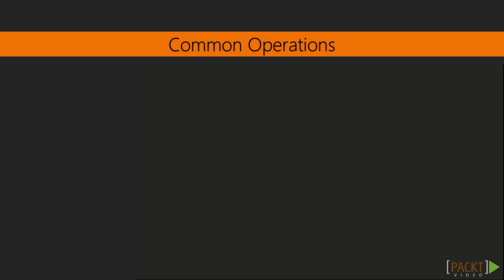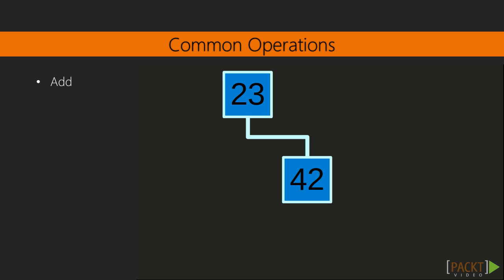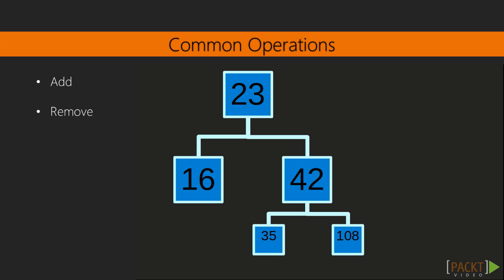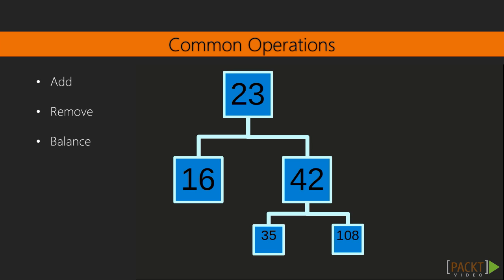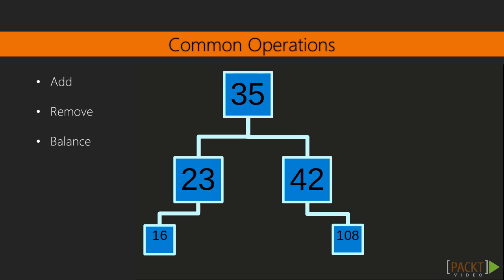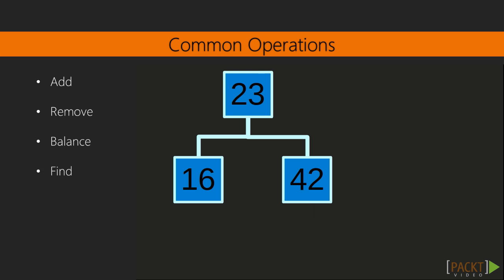The usual operations in a binary tree are add, which inserts a new node to the tree in the right place relative to its parent; remove, which deletes an element from the tree, taking along with it its entire subtree; balance, which sorts the tree so that it is optimal for searching; and find, which searches the tree for a given value in the node's data property.